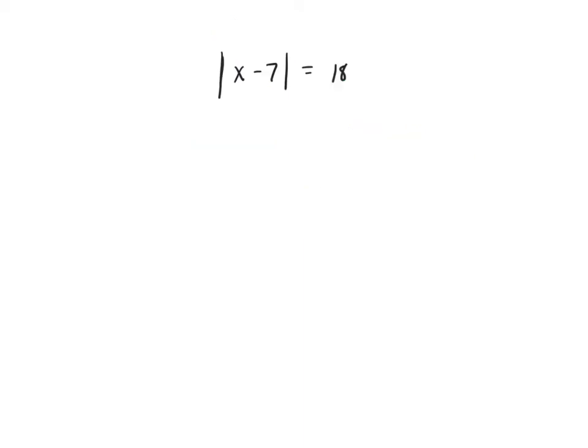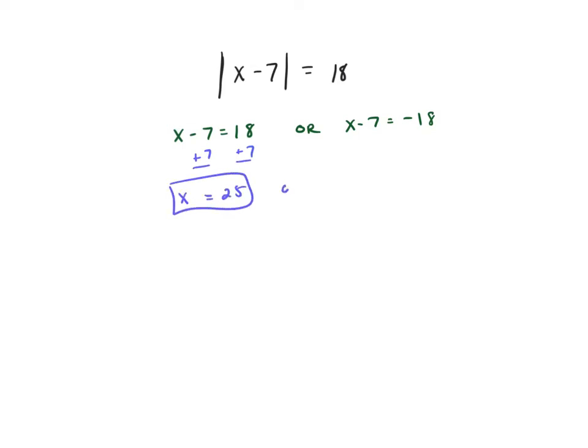Again, the same thing. Let's write it the way we see it. X minus 7 could be at 18 on the number line, or x minus 7 could be at negative 18 on the number line. We'll add 7 to both sides to get the x alone. X might be at 25, or add 7. X could be at negative 11.